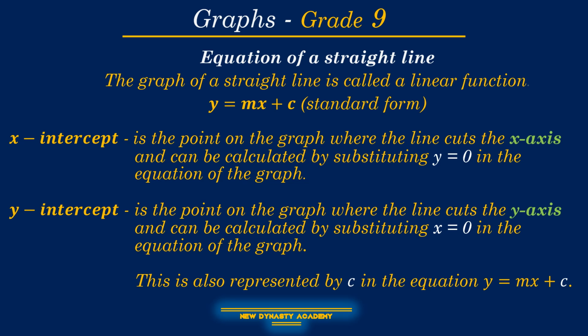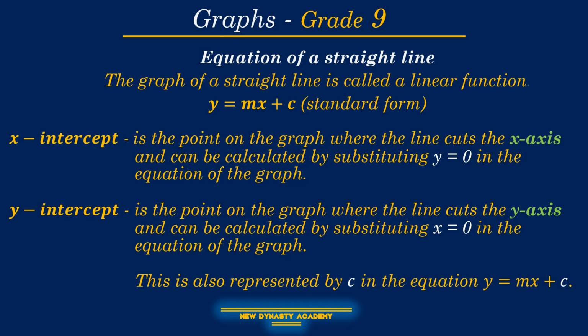Now from this equation, there are three things that you can determine. You can determine the x-intercept, you can determine the y-intercept, and you can also determine the gradient of the given function. Now, what is the x-intercept? The x-intercept is the point on the graph where the line cuts the x-axis, and it can be calculated by substituting y equals 0 in the equation of the graph. And that is how you are going to be calculating the x-intercept, by substituting y equals 0 in the given equation.